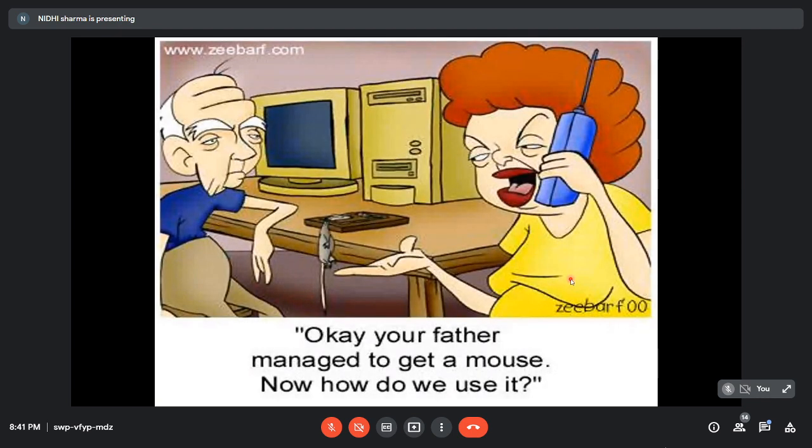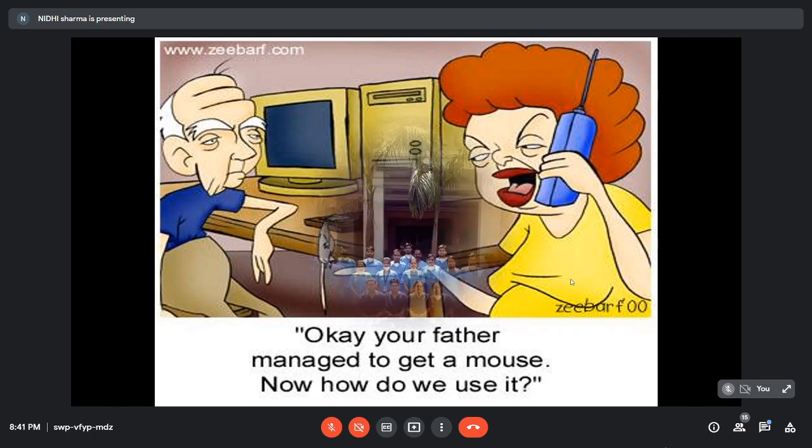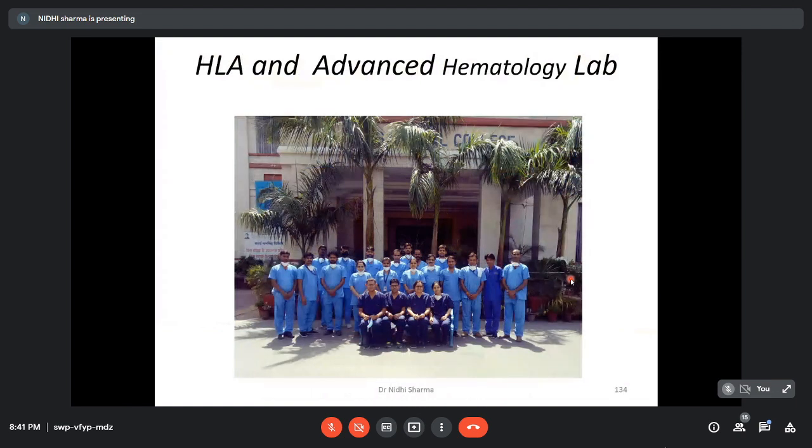With that, I would just like to say that technology is there for us, but until and unless we know how to use it to the best of our ability, it would do us no good. Before I end, this is my team at my lab, and I would really like to thank each and every person in my lab who contributes each day in making my job easier, in getting to look at these histograms and bringing these cases to you. So thank you very much.